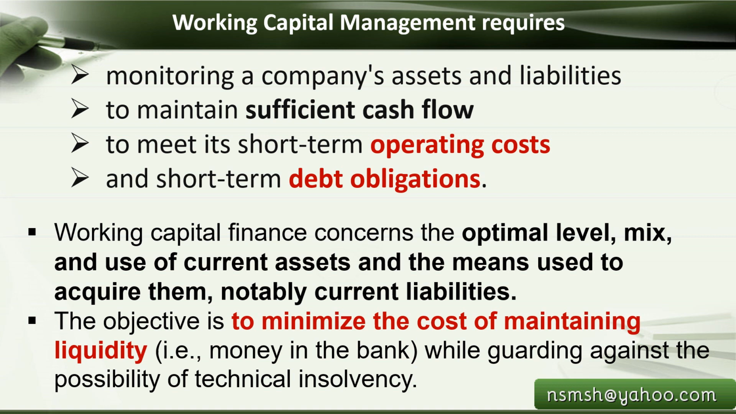Working capital finance concerns the optimal level of working capital, the mix and use of current assets, and the means used to acquire them, notably current liabilities. So these are the primary aspects of working capital finance management. The objective is to minimize the cost of maintaining liquidity, that is money in the bank, while guarding against the possibility of technical insolvency. So that is important: how good we are at getting the cash in order to meet the debt obligation in time.